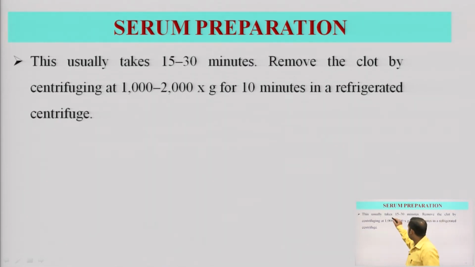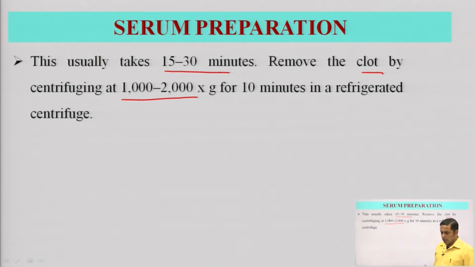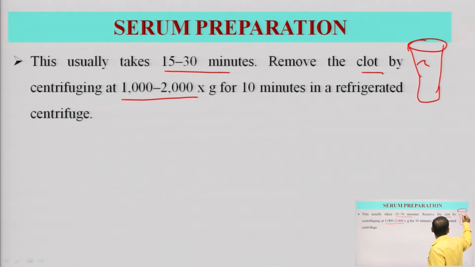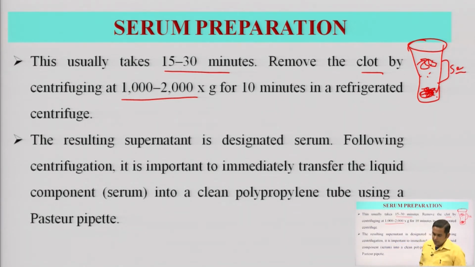Here I have mentioned that usually 15 to 30 minutes may be allowed for clotting, and you may remove the clot by centrifugation at 1000 to 2000 x g for 10 minutes. When you do this in a refrigerated centrifuge with those parameters, what will happen? It will be completely separated in your tube. Serum is slightly lighter compared to the clotting factors. The clotting factors will settle at the bottom, and at the top you will get your serum. So, the resulting supernatant is designated as the serum.